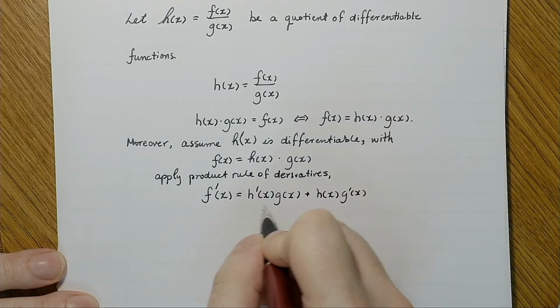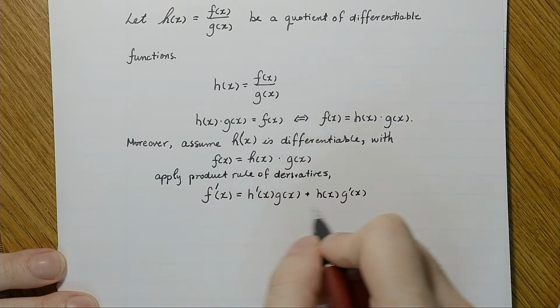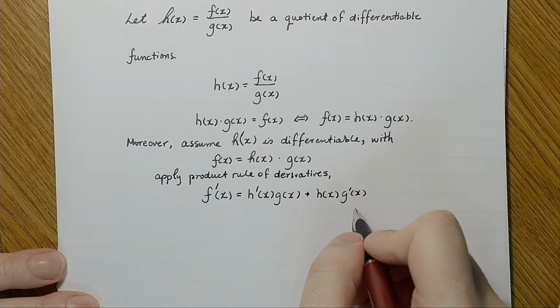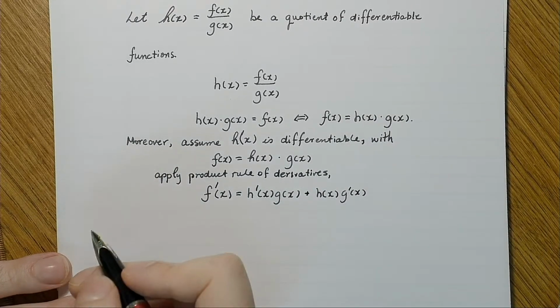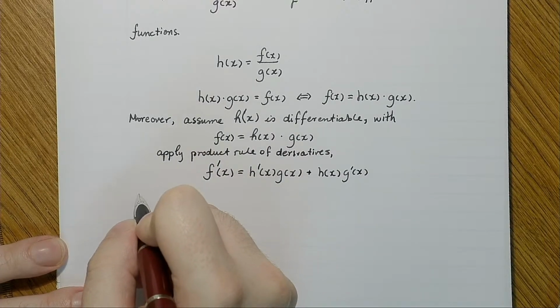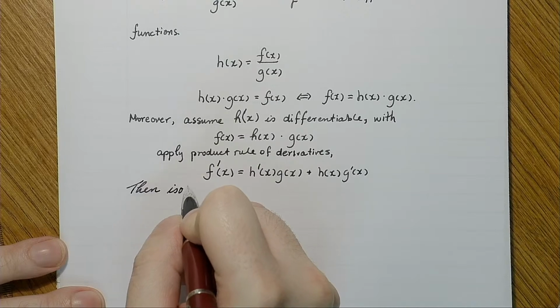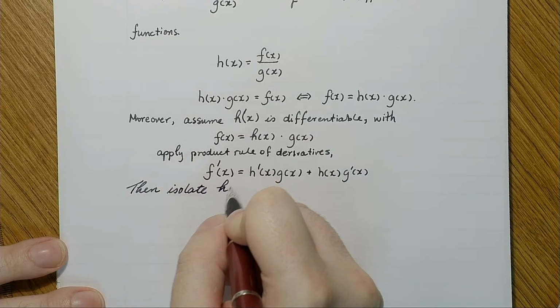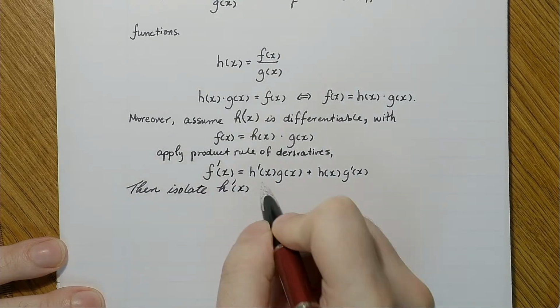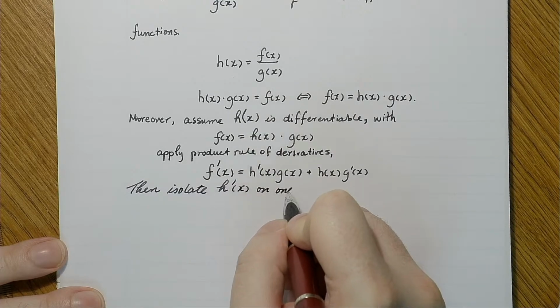So in the first term, it's the first function's derivative. In the second term, it's the second function's derivative. Okay. Then isolate h prime of x on one side of the equation.